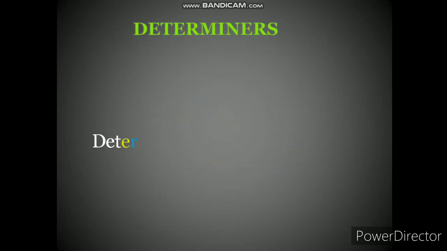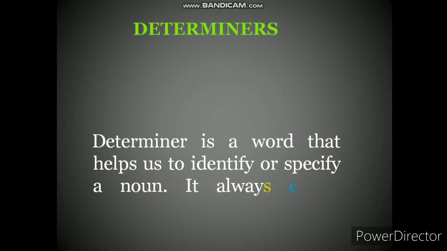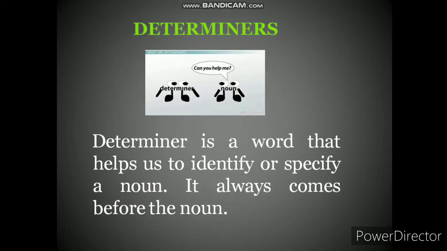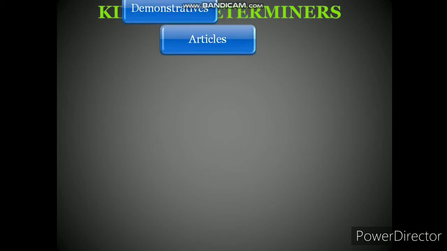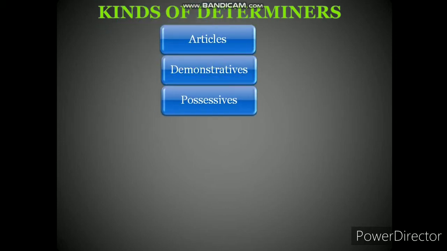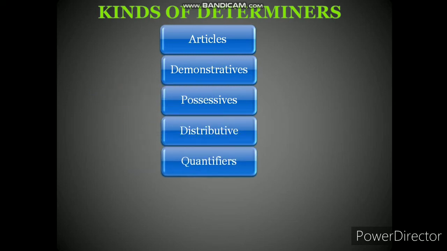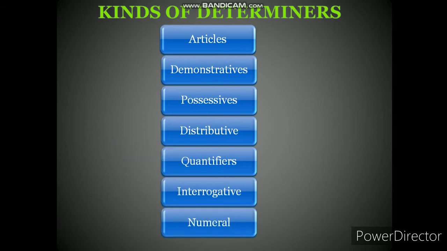Children, a determiner is a word that helps us to identify or specify a noun. It always comes before the noun. Let us see the kinds of determiners: articles, demonstratives, possessives, distributive, quantifiers, interrogative, and numeral. These are the kinds of determiners.